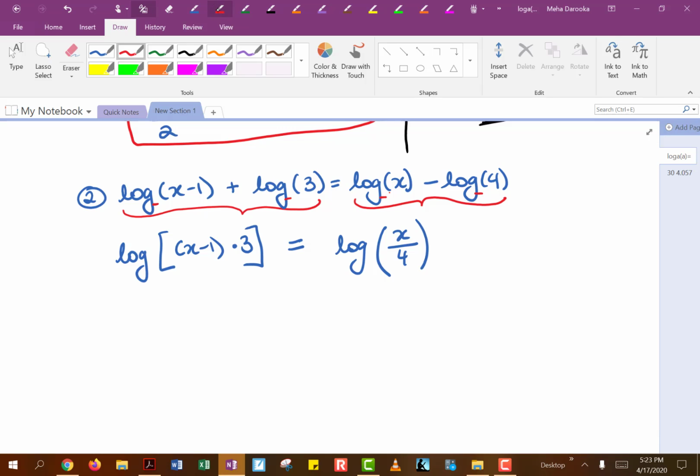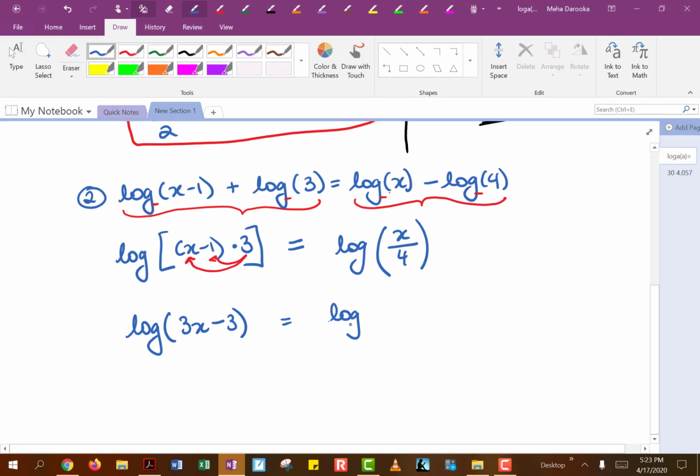Now on the left hand side, we'll need to take this number 3 and distribute it inside the parentheses. So that will end up giving us 3 times x is 3x. 3 times 1 is 3, so that will become minus 3. And of course we have log of x over 4 on our right hand side.